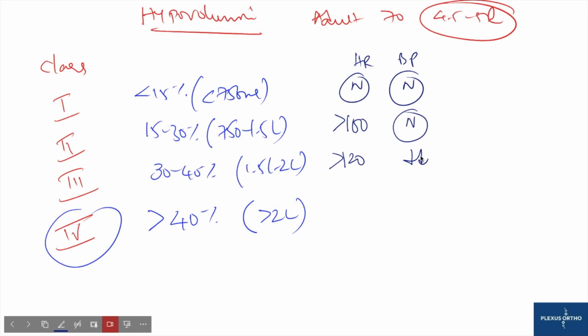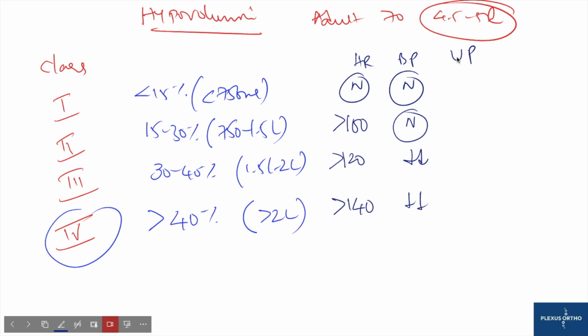The body is not able to compensate, or the heart is not able to pump enough blood at enough speed and number of beats per minute to be able to compensate for the blood loss. In class 4, the heart rate is more than 140, and blood pressure is tremendously decreased. So that is very important.